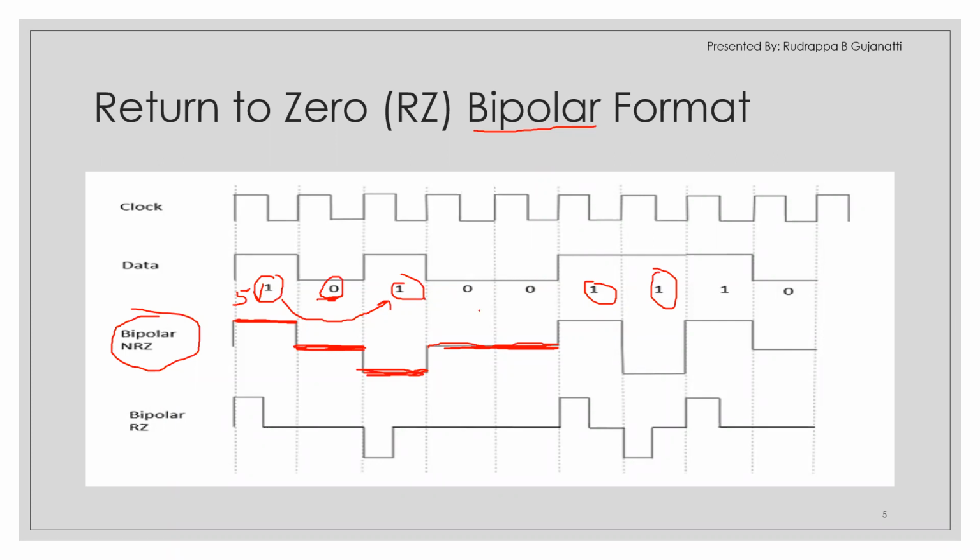Now similarly, if I go and check here, previously it was minus, now it is plus 5 volt. Similarly, between these two, it is plus, so next one will be minus. So this is what is happening.